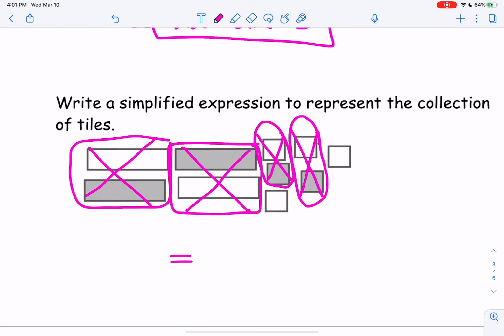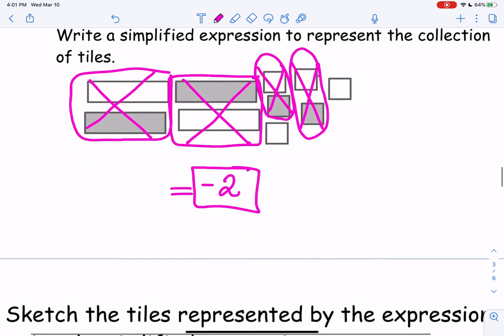And then my answer is going to be what I have left. And in this case, I have 2 negative 1 tiles left, so my answer is going to be -2. Okay?